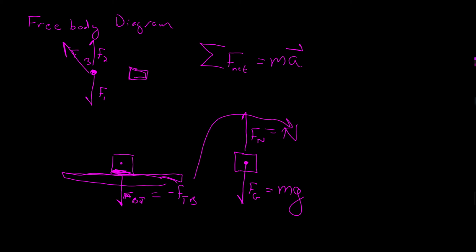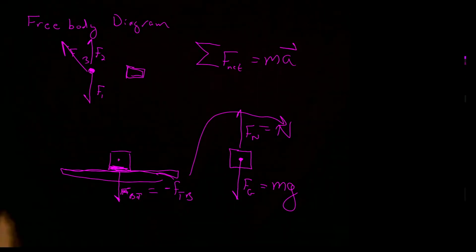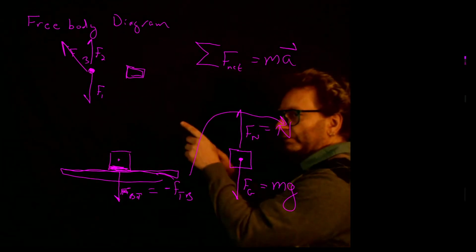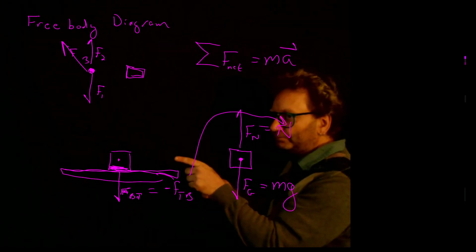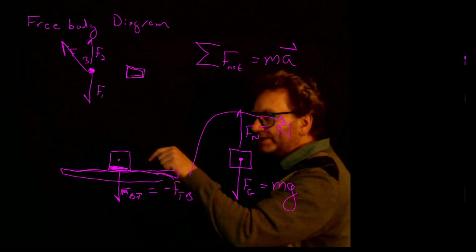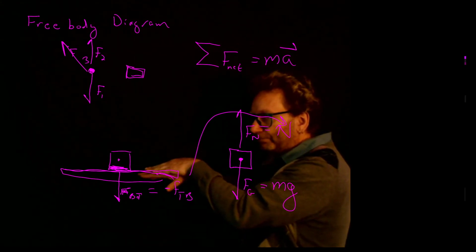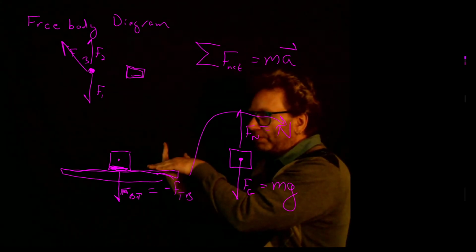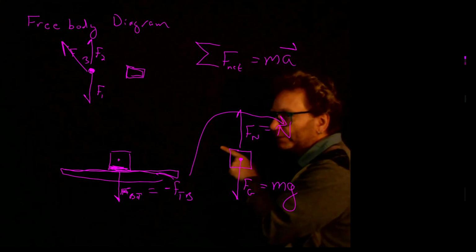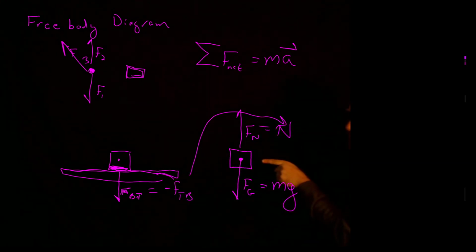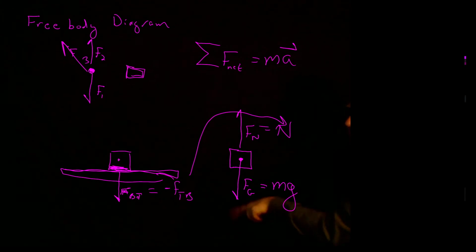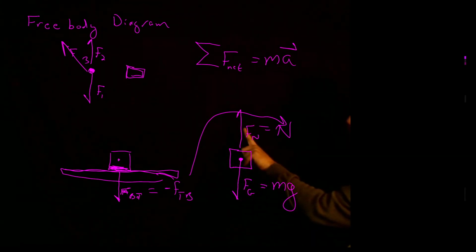So let me see if I can point at things here, because I know my pointer stuff's a bit off. Right here we have my box, and the box is being pulled down by gravity, but the table holds it, and so the table pushes back up on the box. If we come over to my force diagram here, the box itself has two forces: gravity pulling it down and the table pushing it back up.